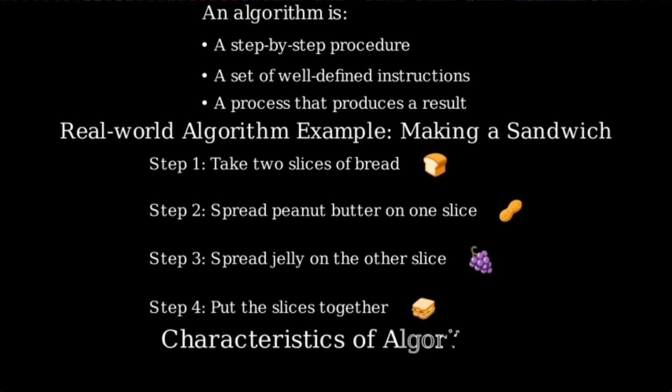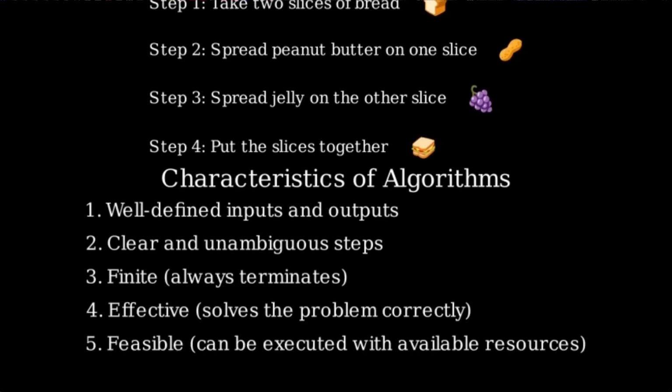All effective algorithms share certain characteristics. First, they have well-defined inputs and outputs. Second, they are clearly defined with unambiguous steps. Third, they are finite, meaning they eventually terminate. Fourth, they are effective, solving the problem correctly. And finally, they are feasible, meaning they can be executed with available resources.